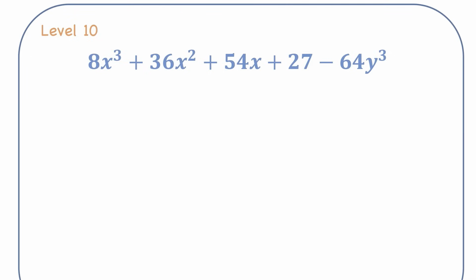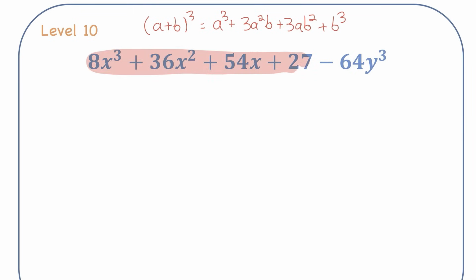Let me write the formula to remind you about that. A plus b cubed is equal to a cubed plus 3a squared b plus 3ab squared plus b cubed. So if I look at these four terms, I'm going to rewrite them in a way that you can see that it follows the binomial cubed formula.